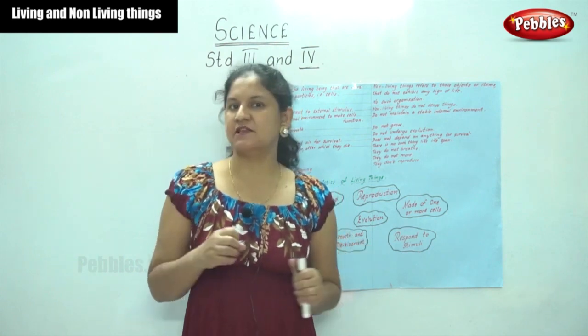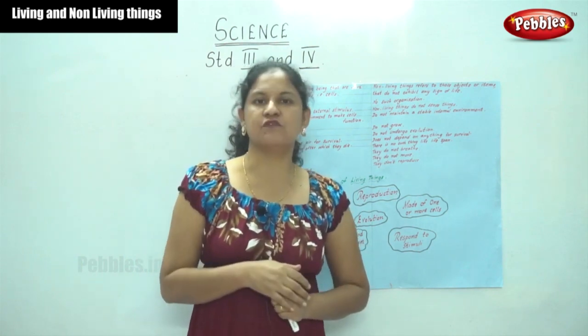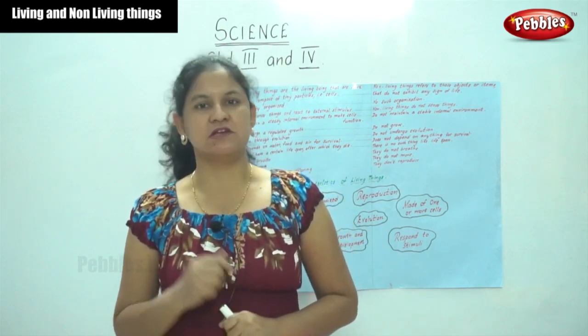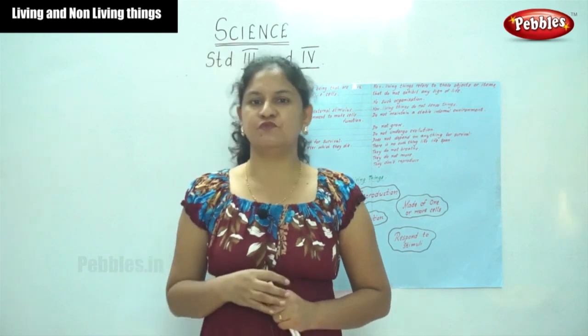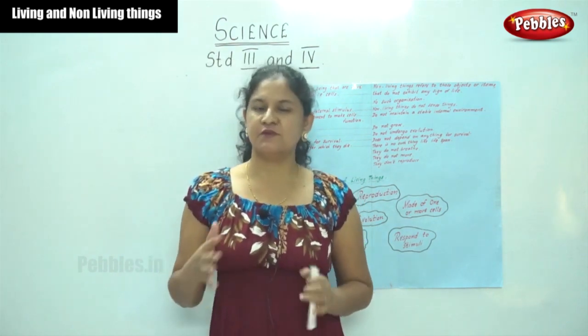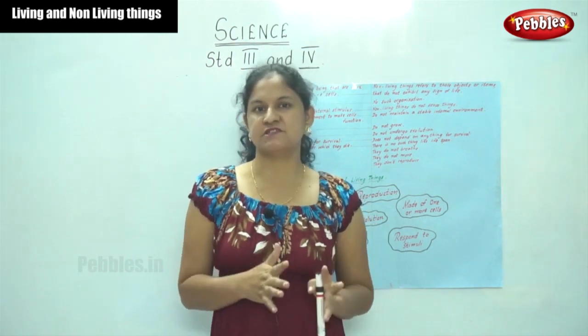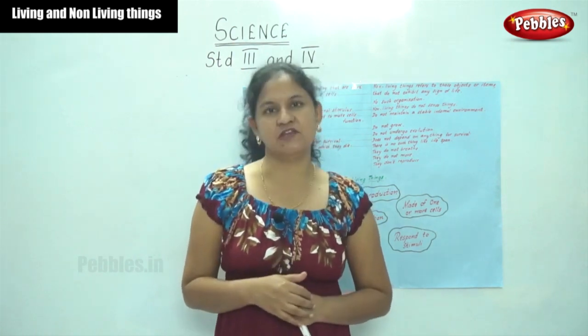And we've seen that the leaves are called the kitchen or food factory of the plant, because they prepare the food for the plant. And then we've moved on to the characteristics of living things and the differences between living and non-living things.